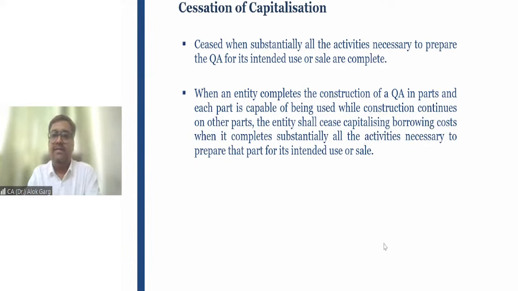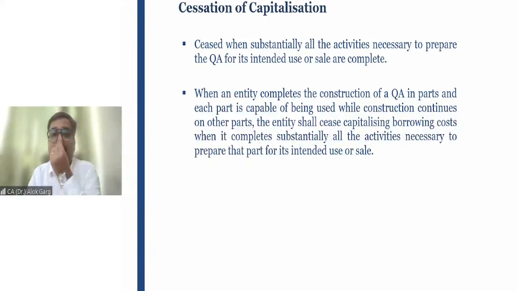Yes, what is the answer to it? Question number two. Question number one answer, you are right. You're right, Ravish. It is for 2 years. The interest is going to be capitalized for the first 2 years. The remaining 3 years of interest has to be expensed off in the P&L, the profit and loss account. Is that clear?